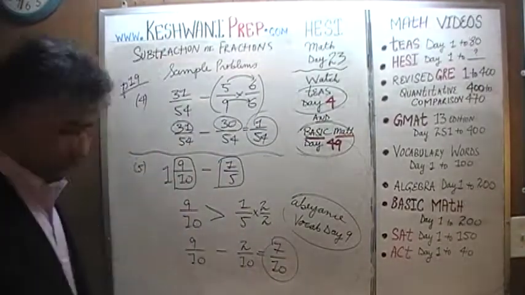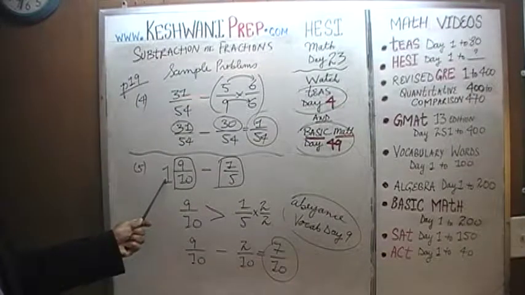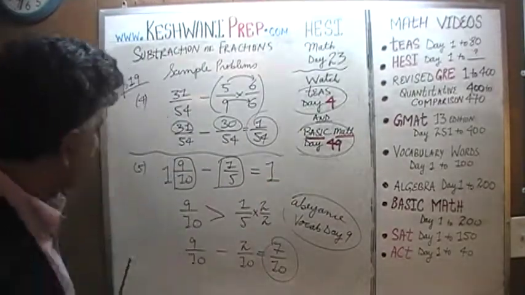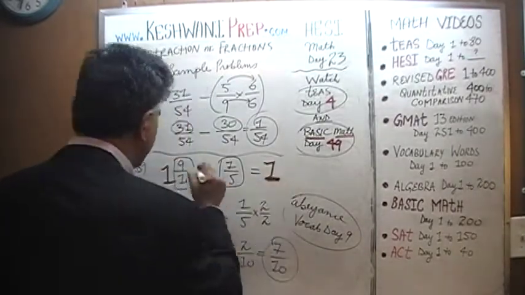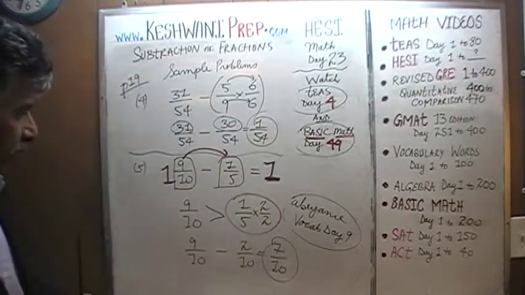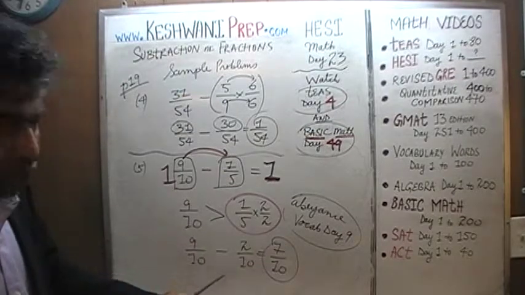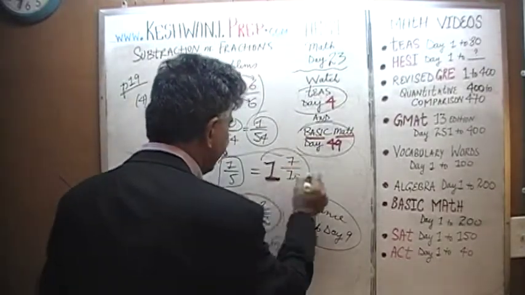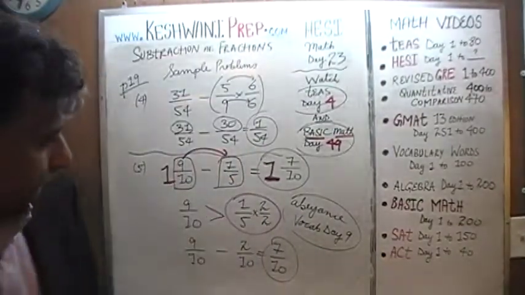So now we know that 9/10 minus the fifth is 7/10, and that 1 is still there. The final answer is the 1 that was here. We have not done anything with that 1. That 1 is still there, and it comes here. 1, and then 9/10 minus the fifth, which is same as 2/10, is 7/10. So the final answer is 1 and 7/10.